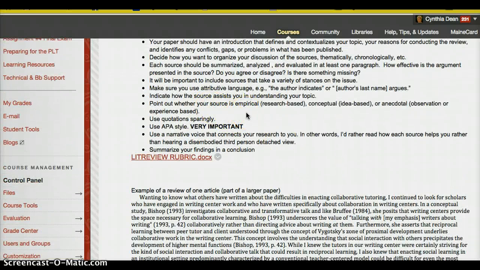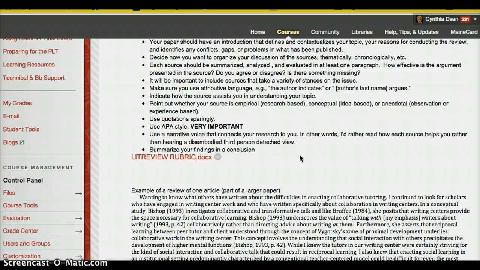Point out whether your source is empirical, which is research-based, conceptual, which is idea-based, or anecdotal, which is observation and experience-based. This is important, okay? You'll notice here that I said conceptual. That was an idea, okay?